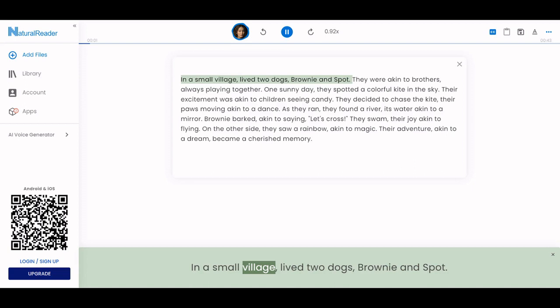In a small village lived 2 dogs, Brownie and Spot. They were akin to brothers, always playing together.